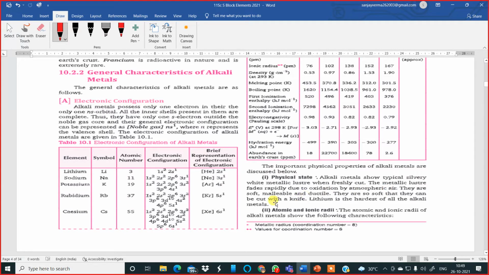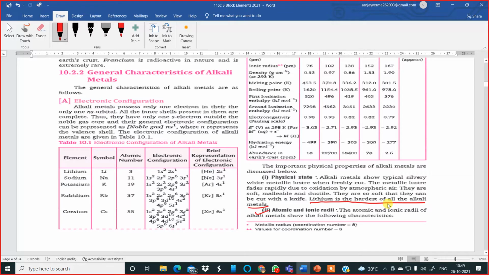They are soft, malleable, and ductile. They can be beaten into sheets and drawn into wires also. They are so soft that they can be cut with a knife. Lithium, of course, is the hardest of all the alkali metals. So this sentence, I suggest you underline and keep it: lithium is the hardest of all the alkali metals. Okay, that was the physical state.